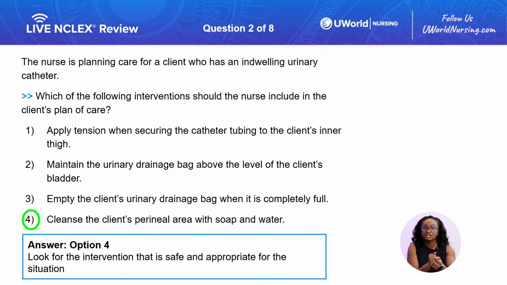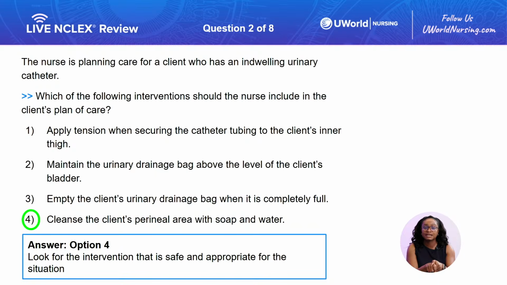Option 2, maintain the urinary drainage bag above the level of the client's bladder. You always want to maintain it below the client's bladder because you don't want that urine to backtrack back into the client and cause a UTI. So keep it below. Even if they're walking down the hallway, hook it onto their walker or just hold it dangling below the client's bladder.